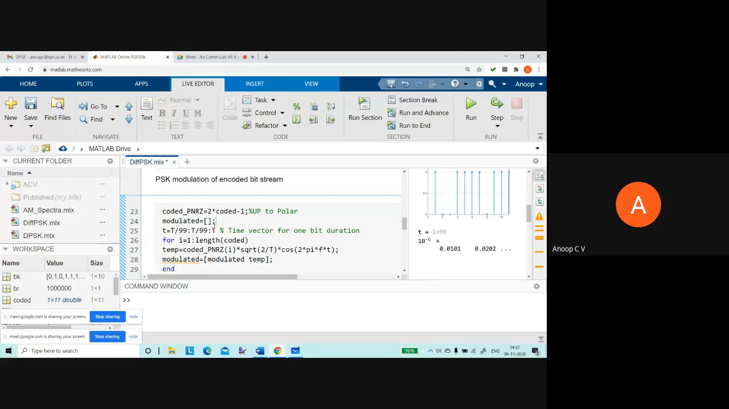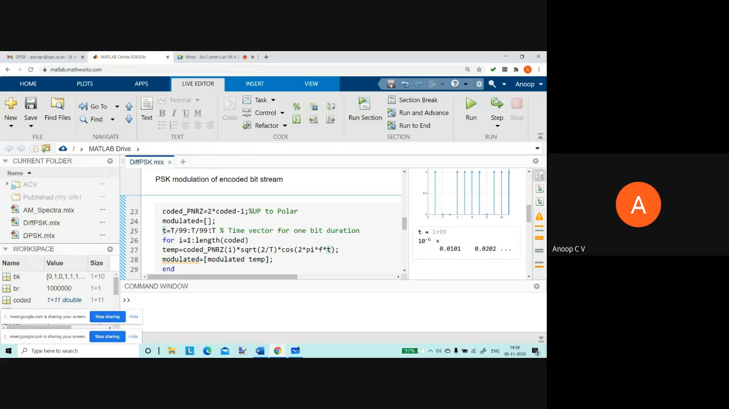For that, we have already defined the time vector for 1 bit duration. Once again, remember, this capital T is 1 bit duration. That is nothing but 1 microsecond. Why? Because our bit rate is 1 megabit per second, that is 10 power 6 bits per second, so 1 bit duration will be 1 by 10 power 6, which is 1 microsecond.